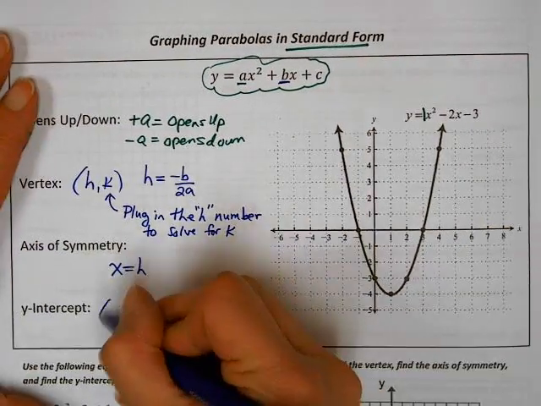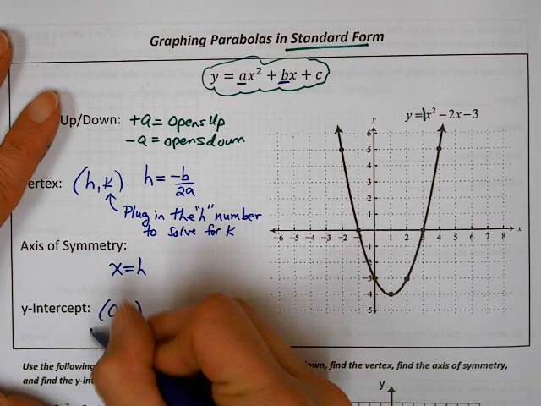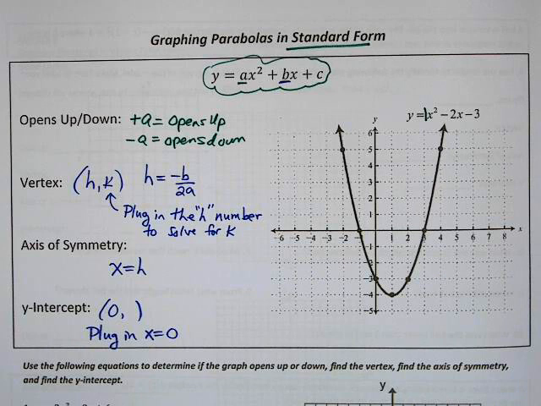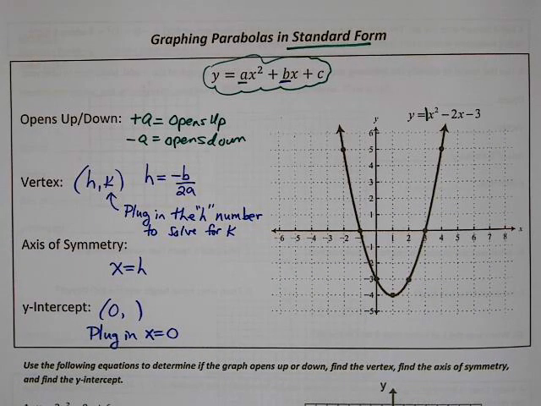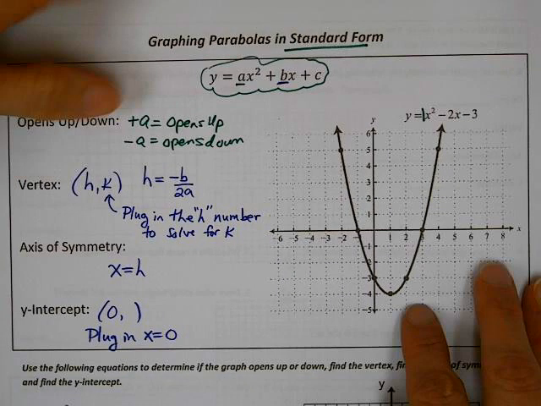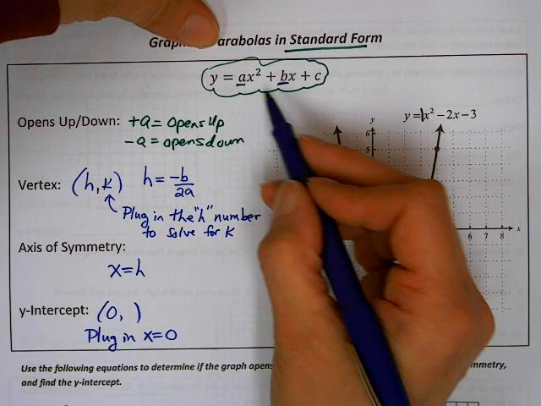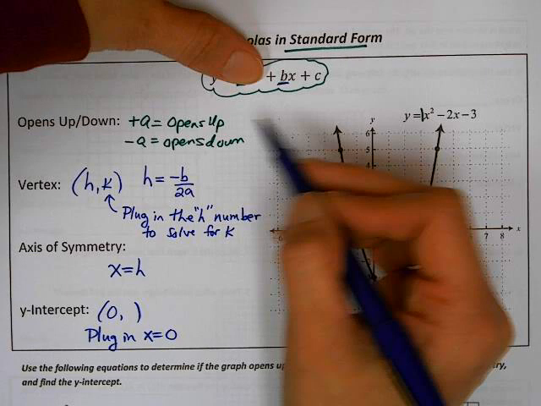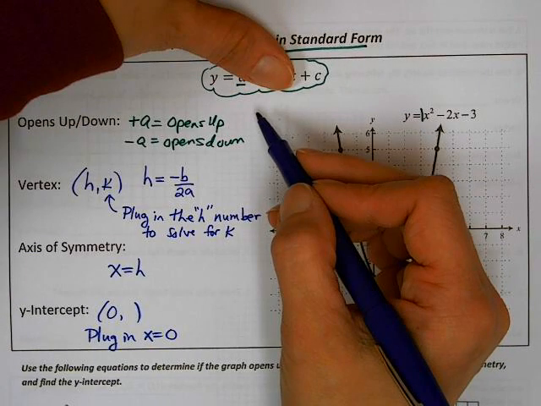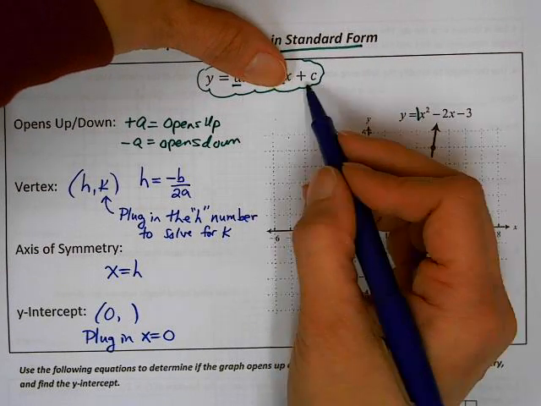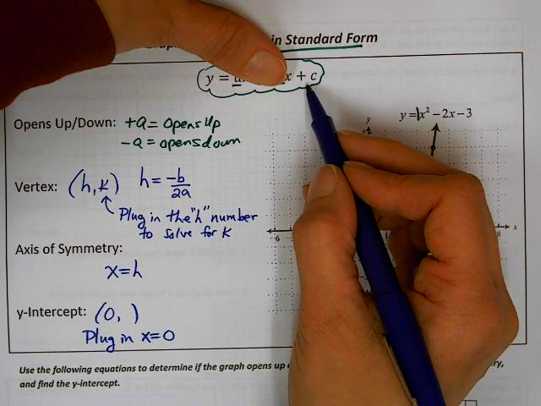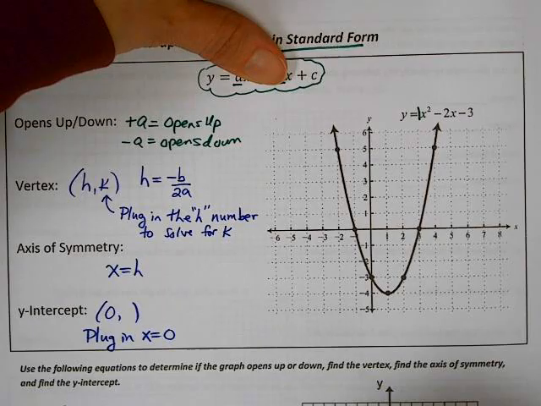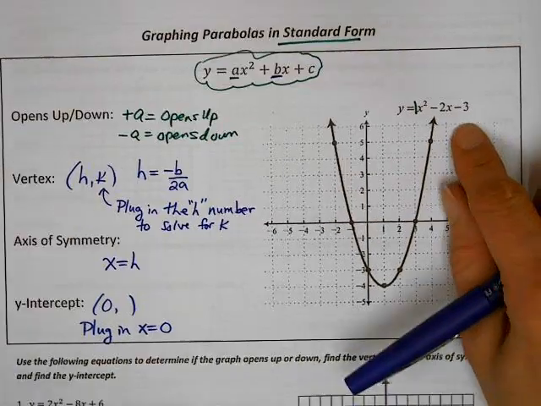And the y-intercept is still 0 comma something. Plug in x equals 0. Okay? Take a look at this equation here. If I put 0 in for x, that goes away, and that goes away. And so what you're always going to have is the c number. It's going to be real easy to get a y-intercept. Okay, so let's take a look at this equation and do some things.